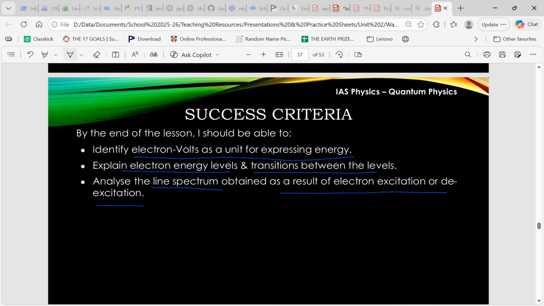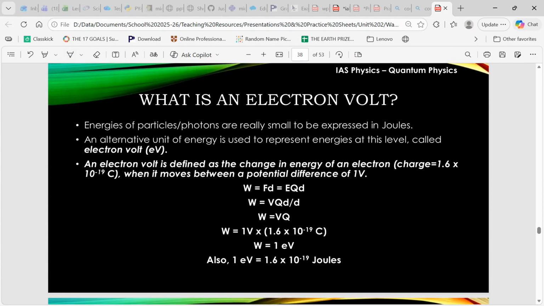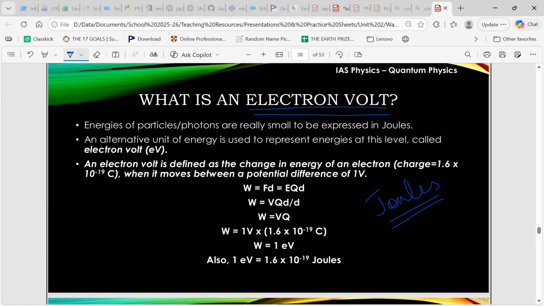So let's get started. First of all, we are going to define a unit known as electron volt. So what is an electron volt? So basically electron volt is nothing but a unit of energy. Now, we already know there is a standard unit of energy which is known as joules. So when we already have a unit of energy, why do we need another alternative unit of energy?